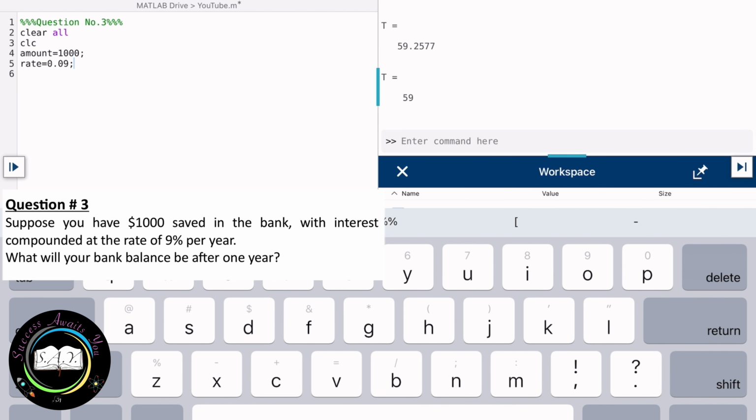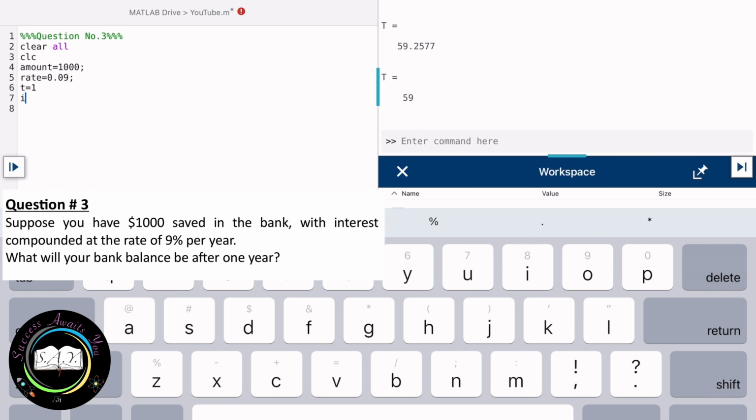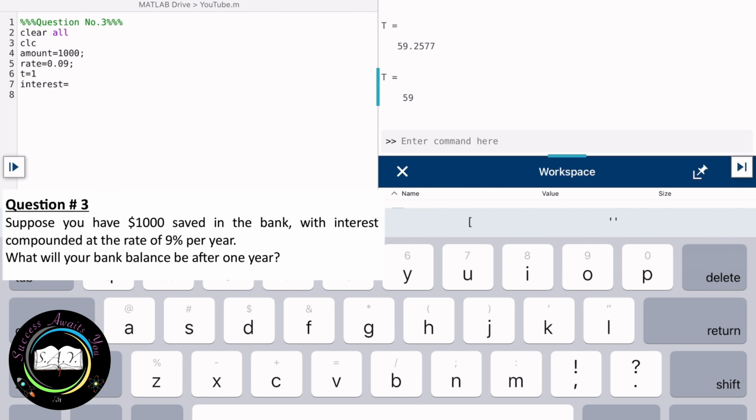For calculating interest, the formula is amount multiplied by rate multiplied by the given time period. For finding the balance, we will simply add the current amount to the interest. Now, we will run the program to see the results.